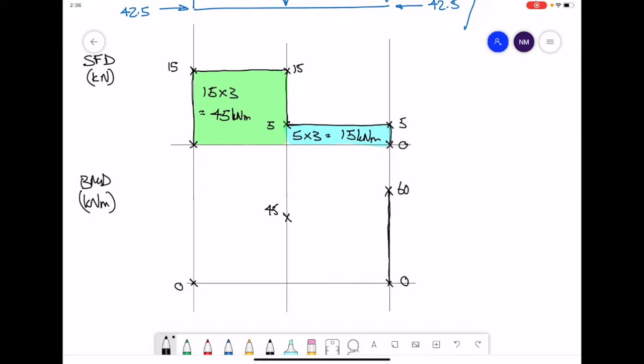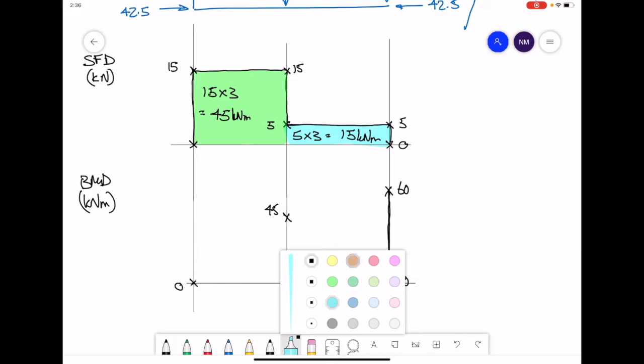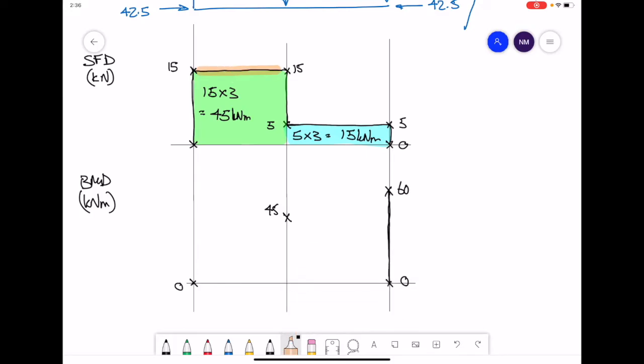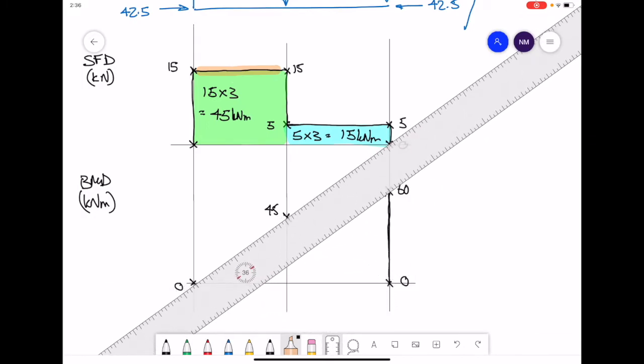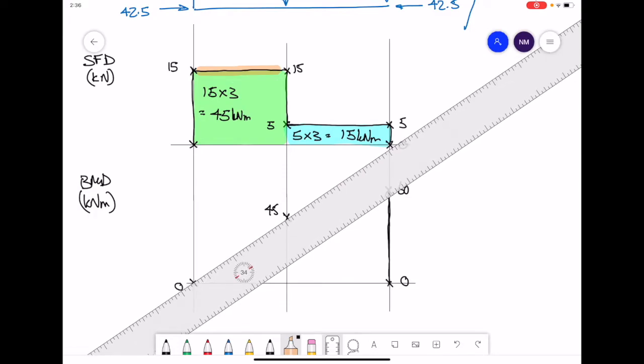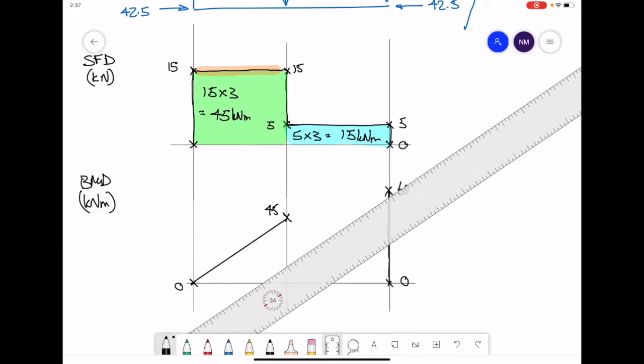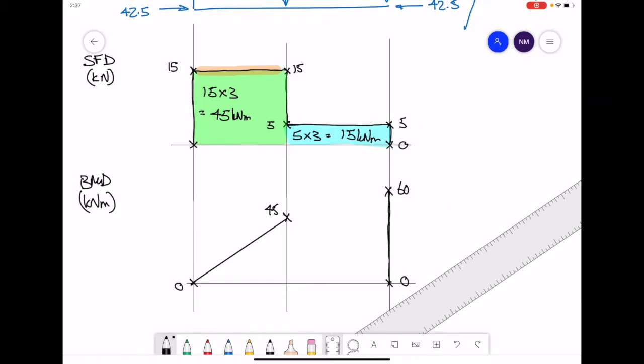Now what we need to do is, how do we join the dots on our bending moment diagram? Here we're going to look at the value of the shear force, and that gives you the gradient. So for the first part of the beam, the shear force value is constant 15, positive 15. So in this region, the first part of the beam, the gradient is going to be 15.